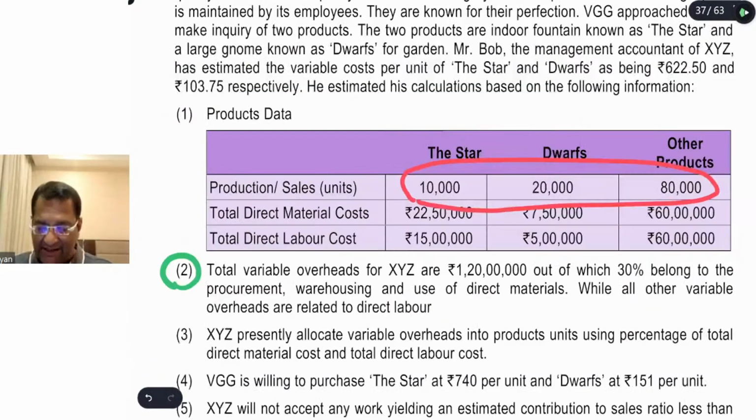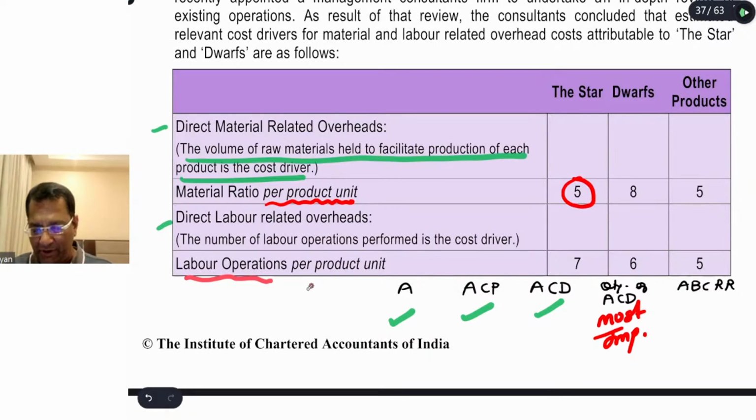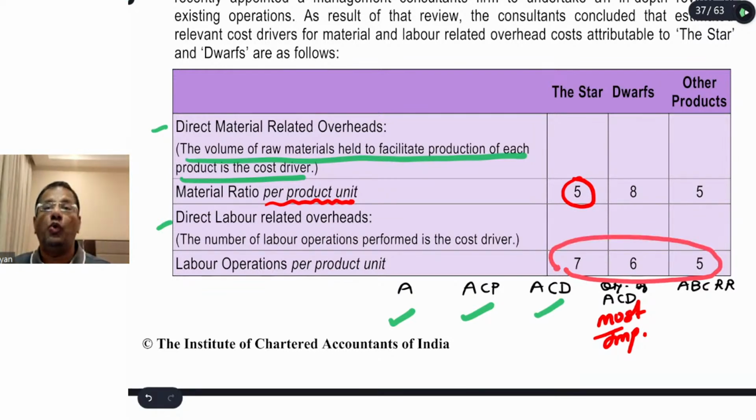Similarly, regarding the direct labor, they have given labor operation per product unit. This 7, 6, and 5 denotes labor hours required per unit. Labor hour required per unit.